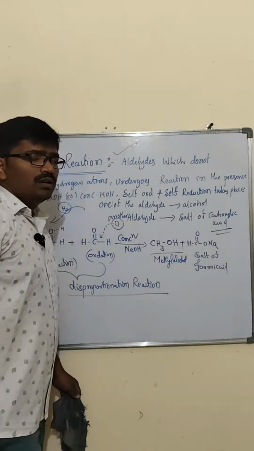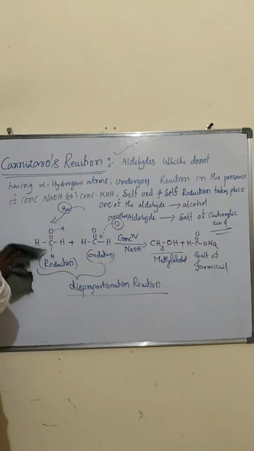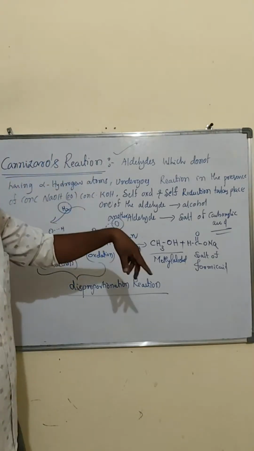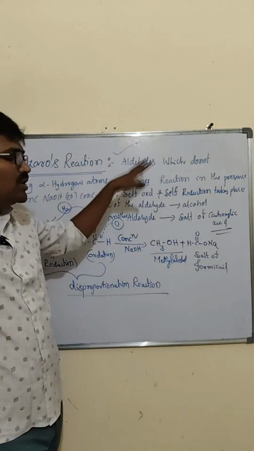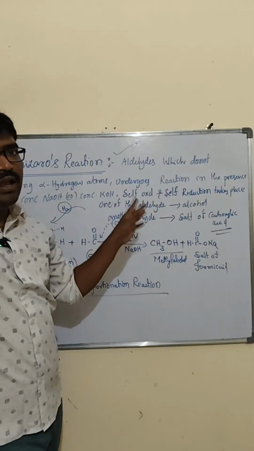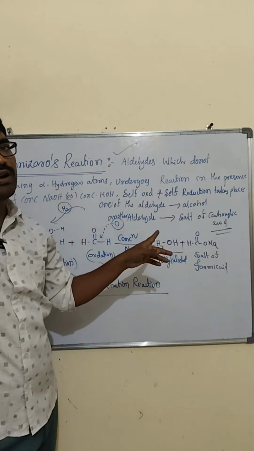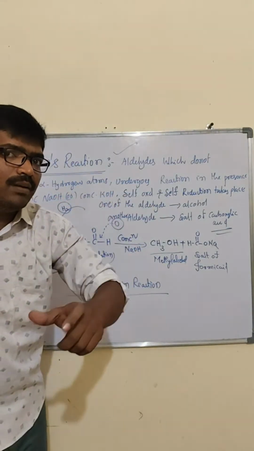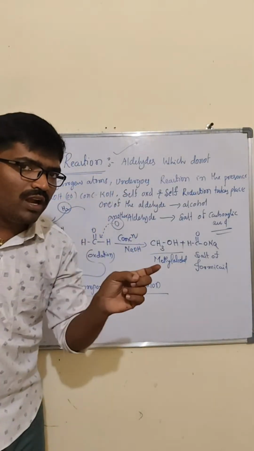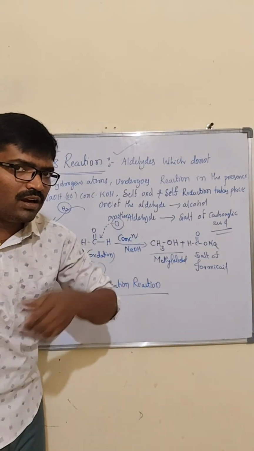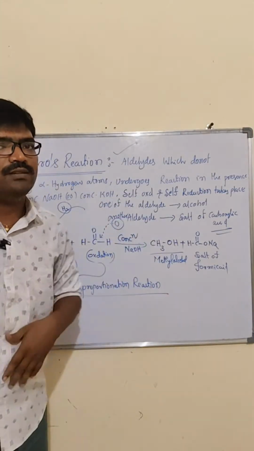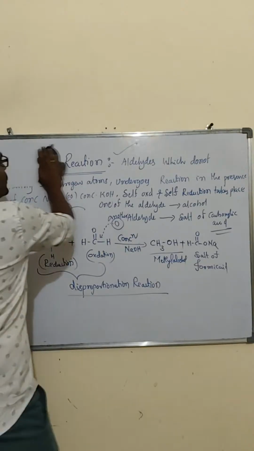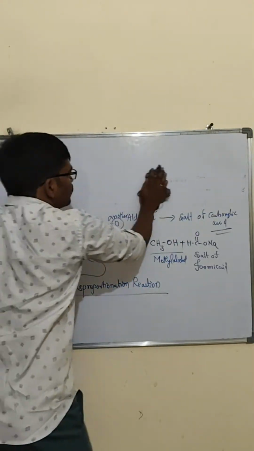Which type of questions do they ask on the Cannizzaro reaction? Remember the statement clearly: the Cannizzaro reaction is nothing but aldehydes which do not have alpha hydrogen atoms undergoing reaction in the presence of concentrated base. One aldehyde is converted into alcohol, another aldehyde into carboxylic acid. Clear? Right.